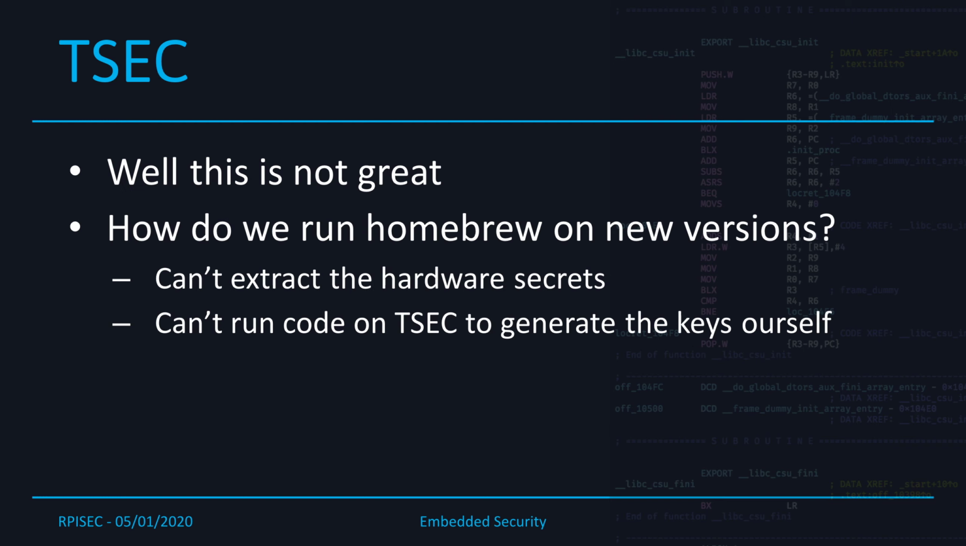So how do we run our homebrew on the new versions? We can't extract the hardware secrets out of the TSEC. We can't decrypt this firmware. We can't get the keys. We can't run code on the TSEC because it needs to be signed, so we can't just write the key somewhere. What do?